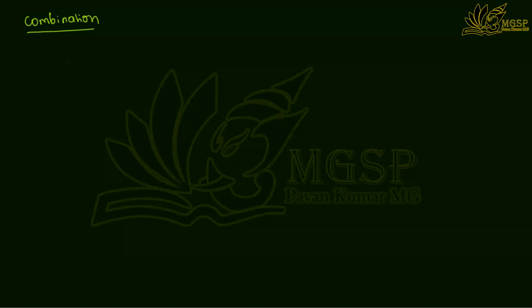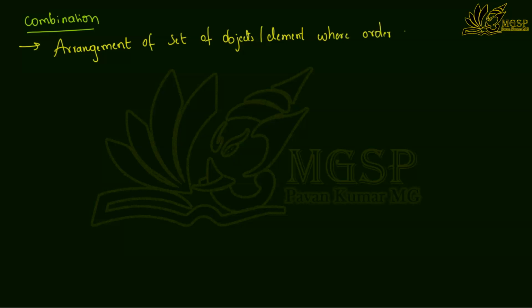In the combination case, it is also an arrangement of a set of objects or elements where order doesn't matter. So this is the combination case. Here also there is one rule.